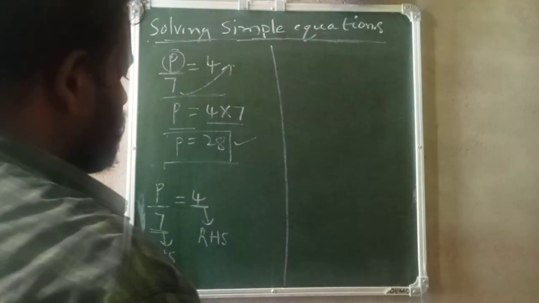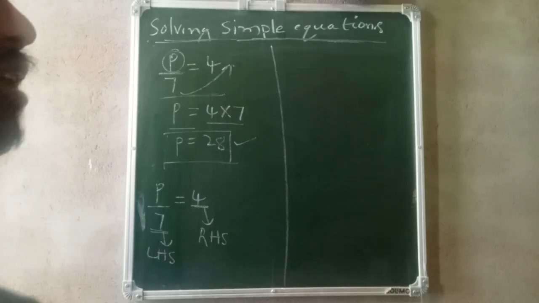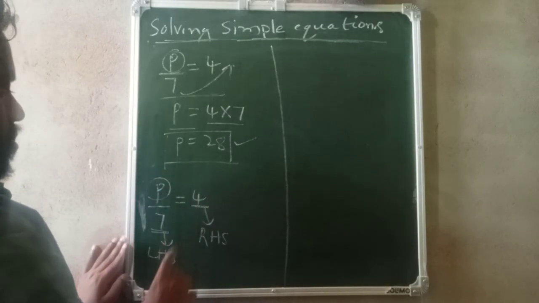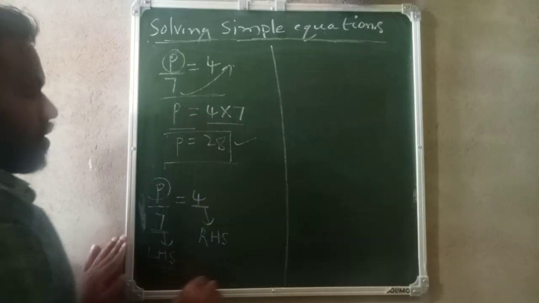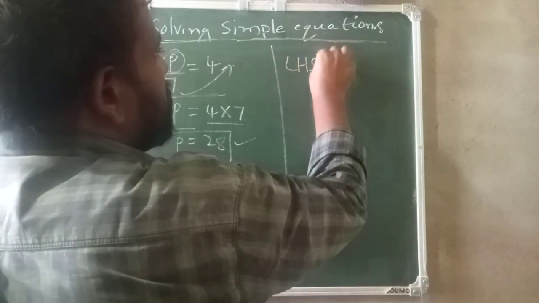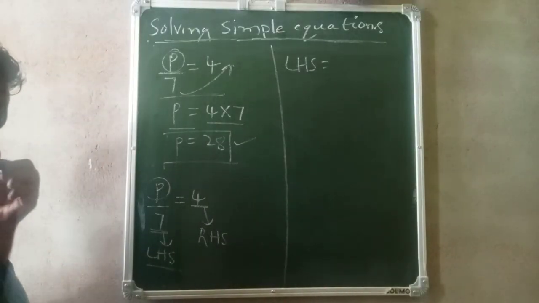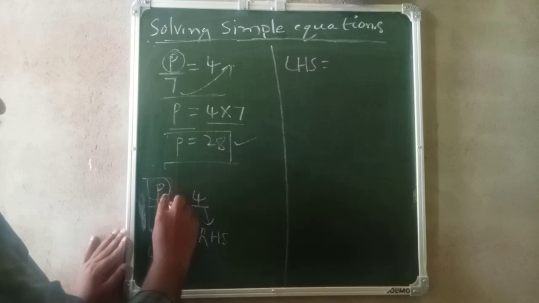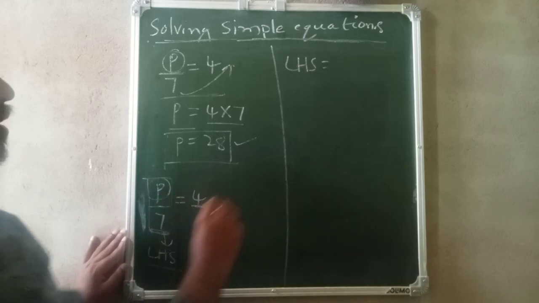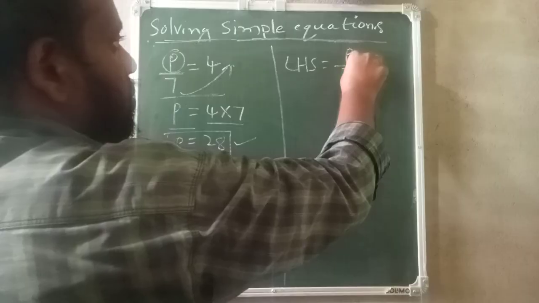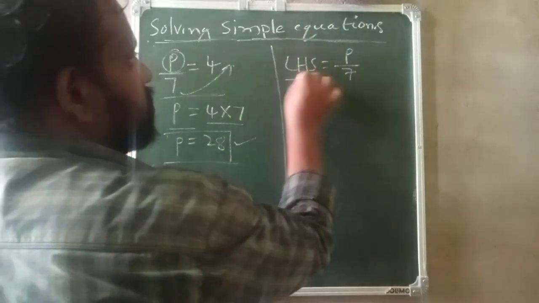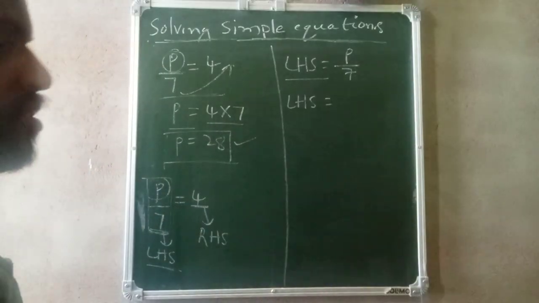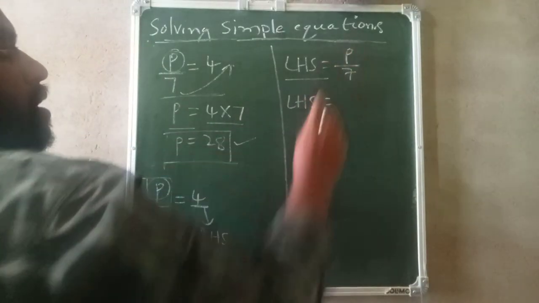So now check on which side the variable p is present. See, variable p is present on LHS. So write this LHS here. LHS is equal to, see, this entire thing is LHS. So p by 7 you write here. So next step, write this LHS is equal to as it is. Now substitute the value for p.